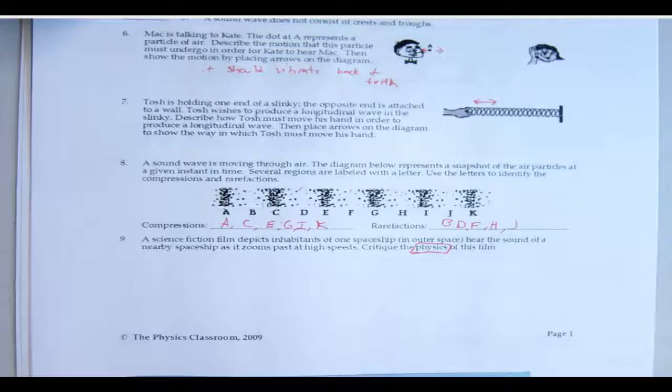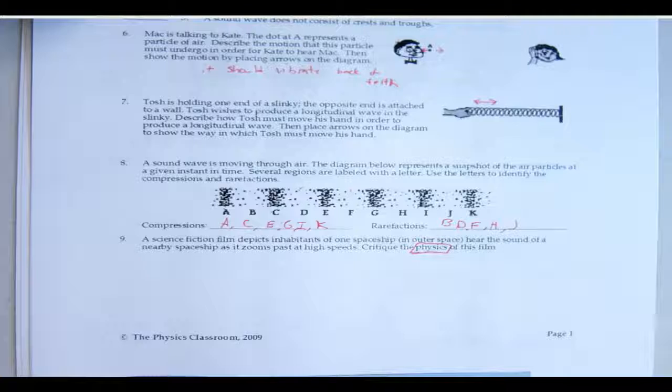So with this one, it's in space, and they hear the sound of a nearby spaceship when it passes them at high speeds. Critique the physics. So now you're a film critic, right? Well, remember that sound needs a medium. Usually it's air, but it could be a liquid and it could be a solid. But in space, there's not really any particles because it's almost a complete vacuum. I think there's a tiny bit of particles, but for our purposes, it's a complete vacuum.